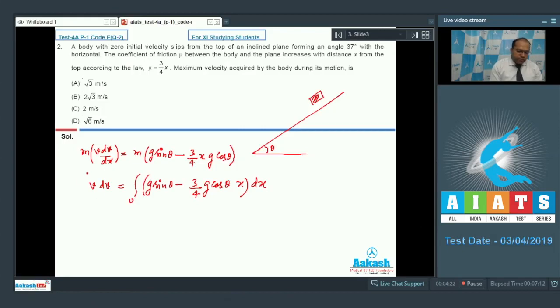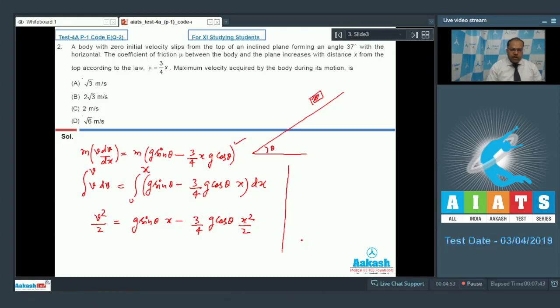So at x equal to 0, the velocity v is equal to 0, and at any x, the value of velocity is v. So from integration, we get the value of v square by 2 is equal to g sin theta into x minus 3 by 4 g cos theta into x square by 2. Now we have to find out at what value of x the maximum velocity occurs. So from this equation we can see that the maximum velocity occurs when the value of acceleration is 0. So from this equation we will find the value of x comes out to be 1.